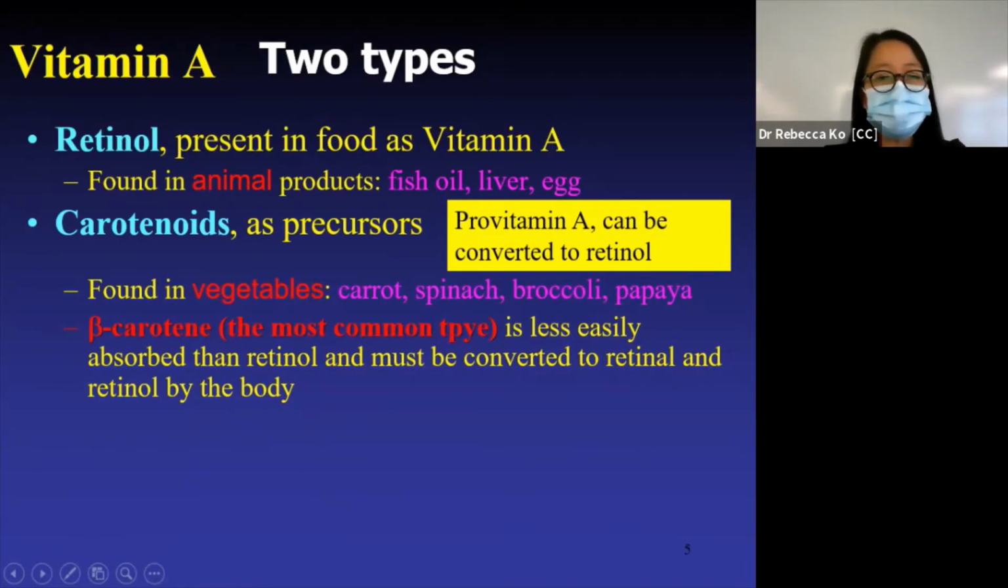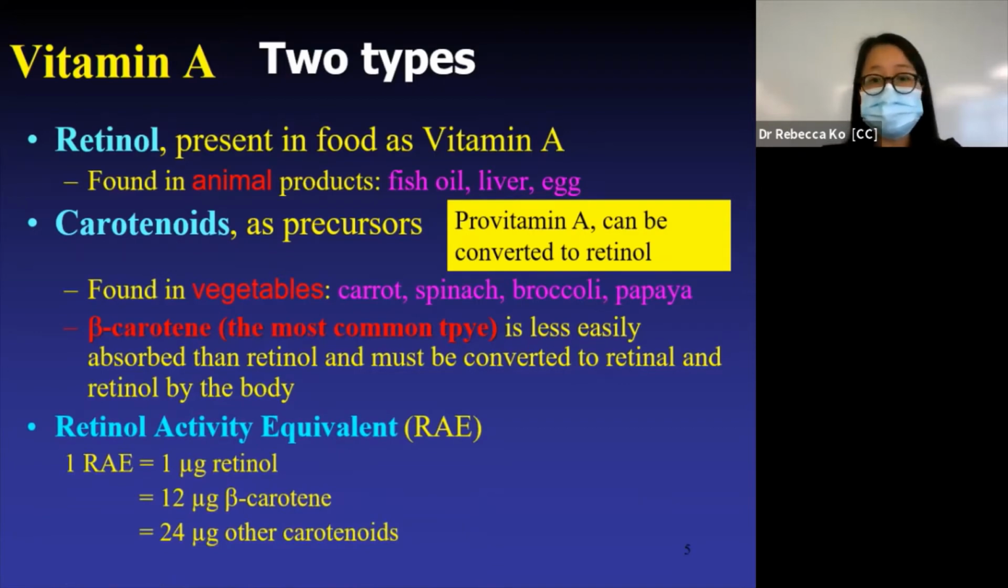The most common type of carotenoid is beta carotene. It's less easily absorbed than retinol, so it must be converted to retinol by the body before absorption.